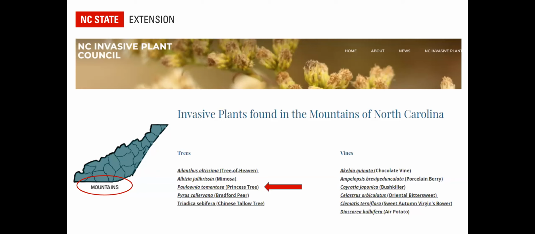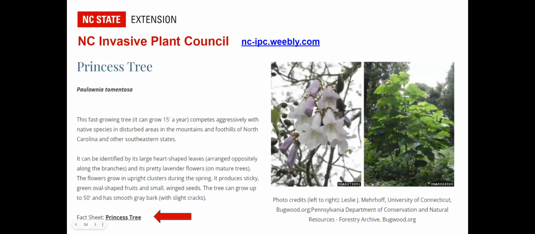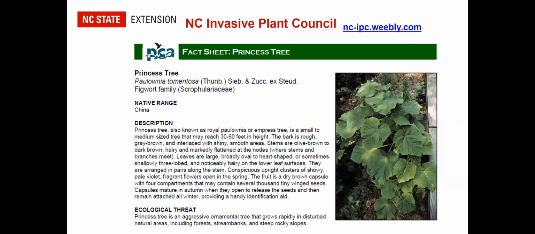Say I was looking at what I thought was the princess tree or Paulownia, and I click on that, and it's going to take me to a plant profile with good photographs. So this could confirm, yeah, this is what I think it is, and it gives you a brief description. So it's a quick way to confirm what you're looking at. And then if you go down to the bottom and click on this part, it's going to give you a fact sheet. They have great fact sheets, which are PDFs, so that's easy to share with someone through email or print if you'd like to.